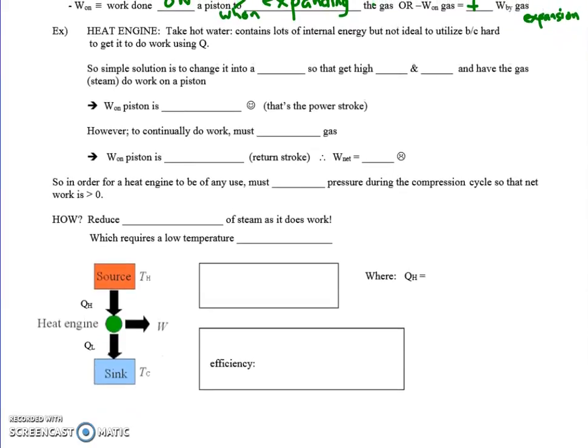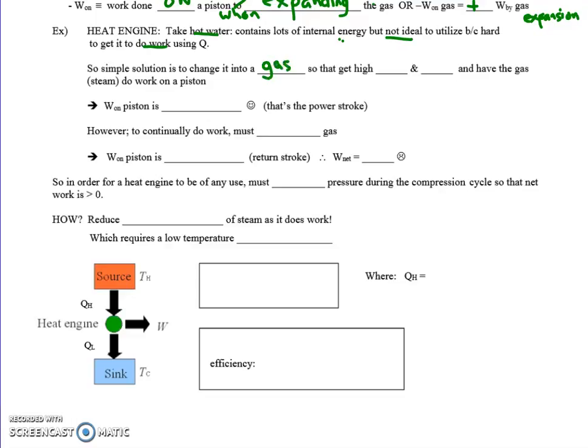All right, so the goal again of a heat engine is to extract energy from internal energy and get work output. Okay, so let's take something that might have a lot of internal energy, hot water. Lots of internal energy, but not ideal. Why? Because it's hard to get it to do work. In other words, remember, to do work you need to change the volume, and liquids really aren't compressible, so you can't change their volume very easily. So one way around that is to change it into a gas.